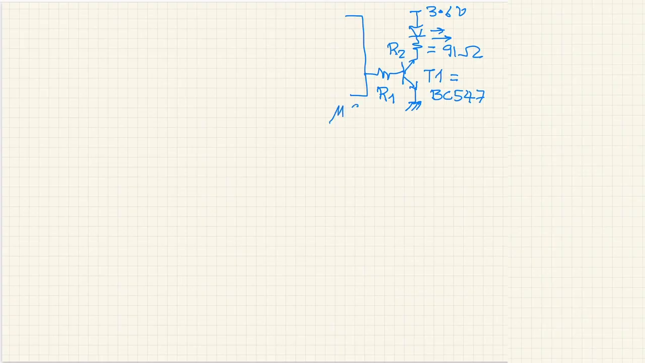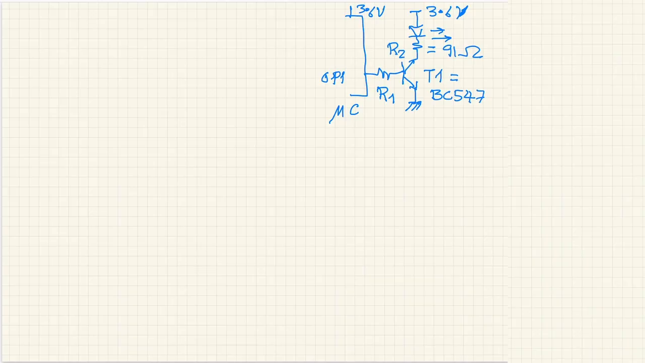Here is our microcontroller. Now a microcontroller will turn the LED on when the output is logic 1. So when OP1 is 1, it will turn the LED on. Now, when the output of a microcontroller is set to 1, it necessarily is logic 1, but it doesn't mean that it will have the same voltage as 3.6 volts if it is also driven with a supply voltage of 3.6 volts. It's not necessary.